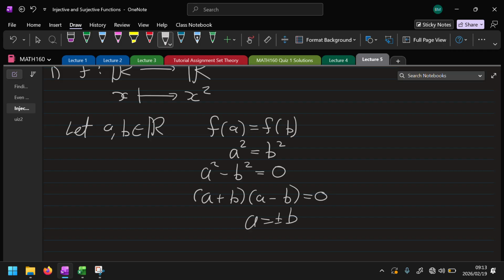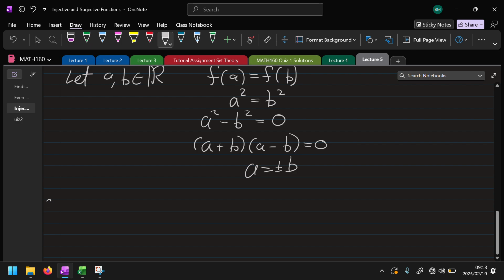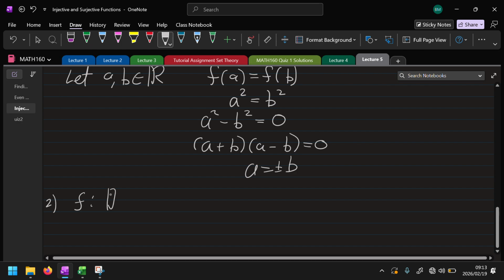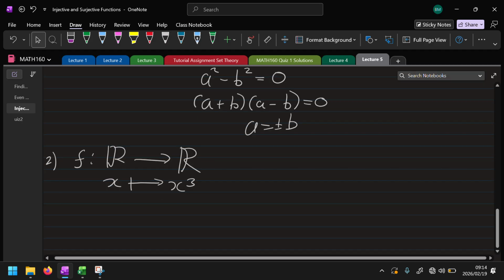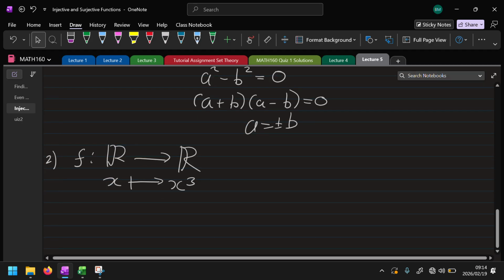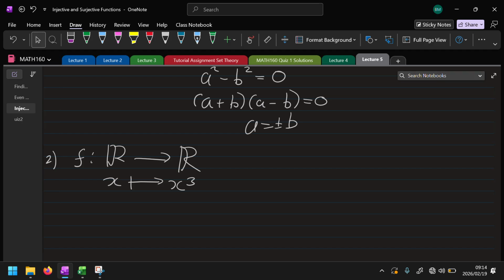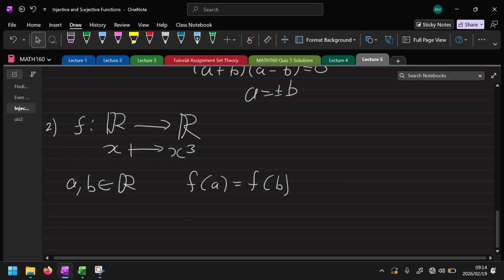Now we can do the same thing for the cubic example, and in that case we will get a equals b. Okay, so we got from real numbers to real numbers, x gets mapped to x cubed, and we follow the same procedure. So we have a and b from the domain, we let f of a equals f of b, and show that a equals b. Okay, so this will be a cubed equals b cubed.